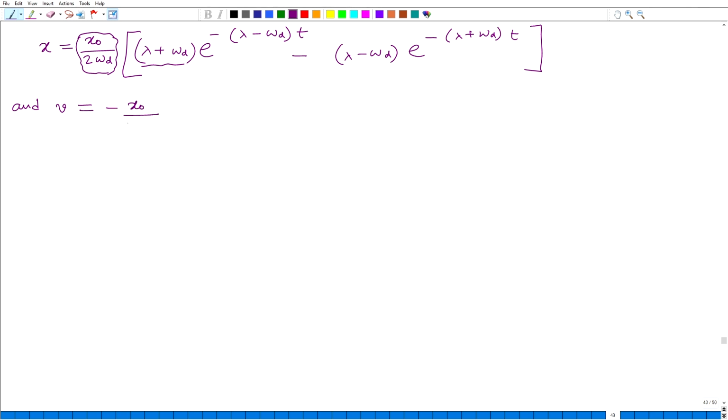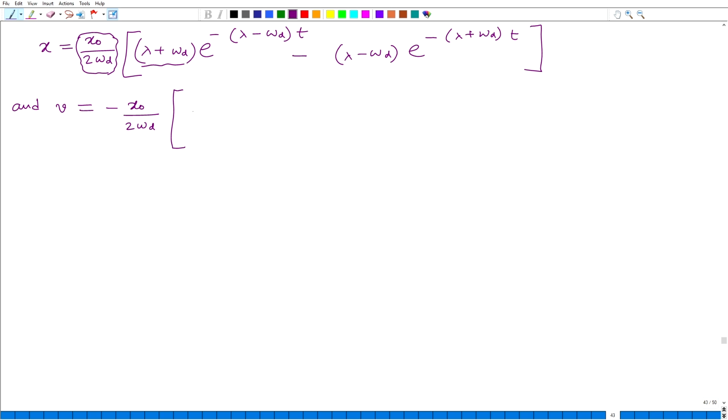So, x0 by 2 omega d. Of course, velocity is a vector and speed is a scalar, we all know. I am just trying to say that here we do not have to consider different components of velocity, that is what I mean. I am not saying that velocity and speed are exactly the same quantities.